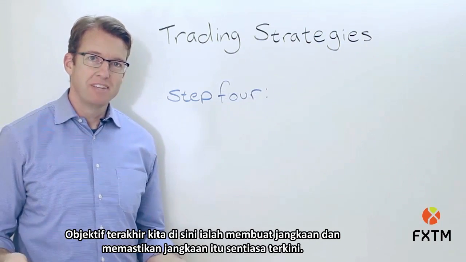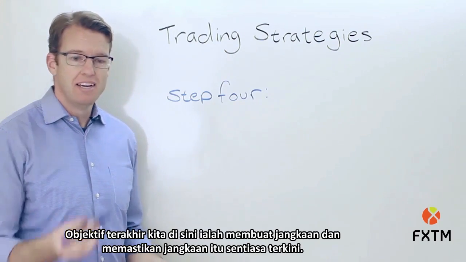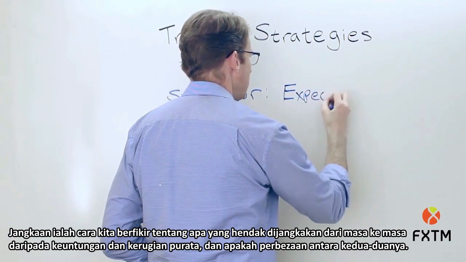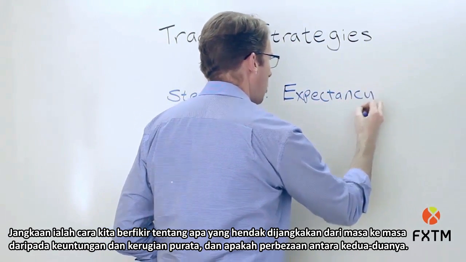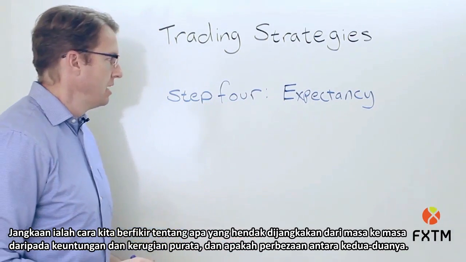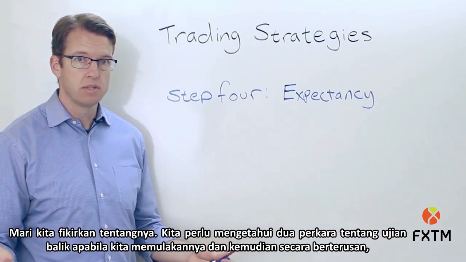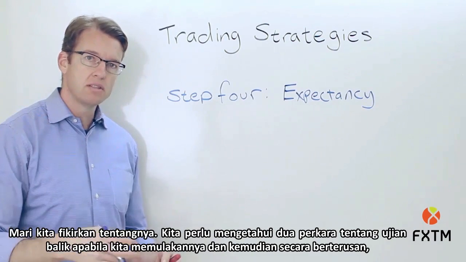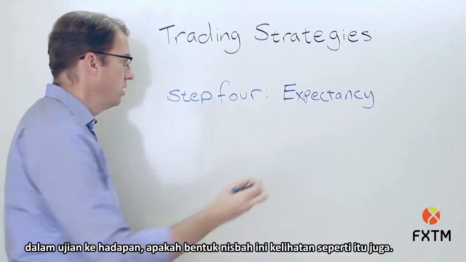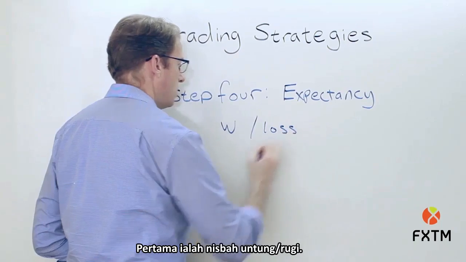Now, our last objective here is to develop an expectancy, and to keep that expectancy up to date. So what does this actually mean? Well, expectancy is a way for us to think about what to expect over time from our average winners and losers, and what the difference is between the two. Now, we need to know two things about at least our back testing when we initially start, and then on an ongoing basis in our forward testing: what are these two ratios looking like? The first one is a win to loss ratio.